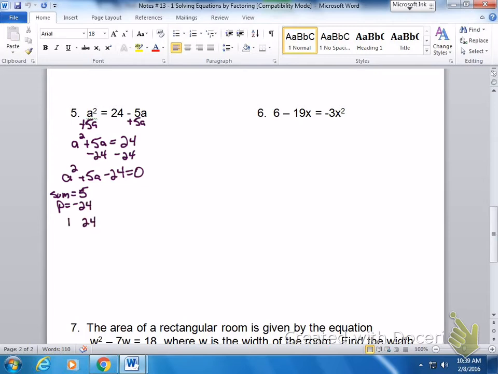1 and 24 is not going to work. Looks like 2 and 12 isn't going to work. Let's see, 3 and 8 looks like a good possibility. One of them has to be negative. So if I make the 3 negative, I get my positive 5. So there's my solutions, or my answers. So now I have a minus 3, a plus 8. But the a in our original equation is 1, so we don't have to do any division. So that equals 0. Now we just set them both equal to 0, and we solve.